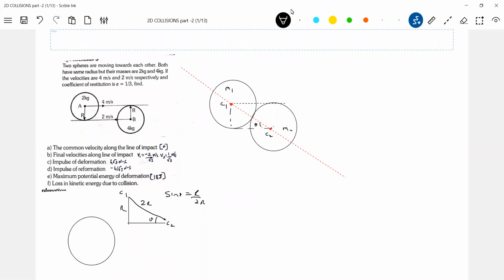Here I'll resolve the velocities, one along the line of impact and one perpendicular to the line of impact. If this is theta, this should be theta. I'll resolve one velocity perpendicular to the line of impact. This is before collision. The other will be along the line of impact. Similarly for this sphere, a component of velocity perpendicular to line of impact, and the other parallel to line of impact. Perpendicular I'll show by green color arrow.